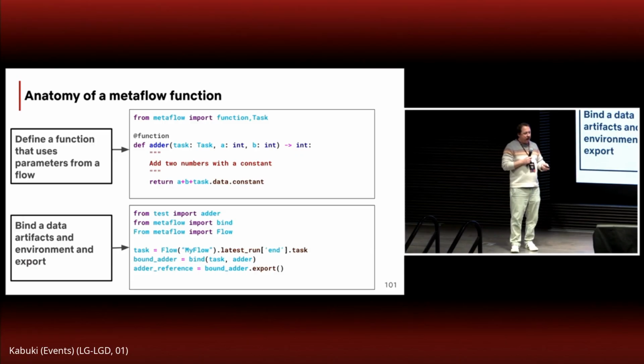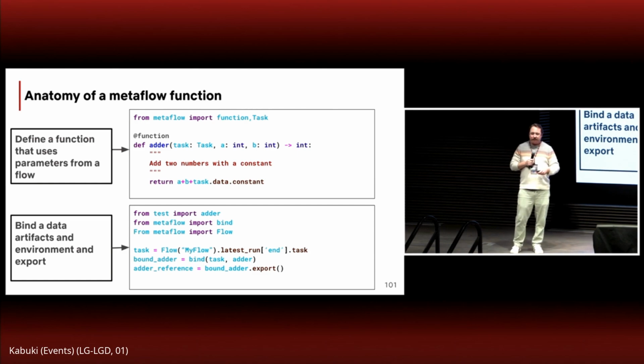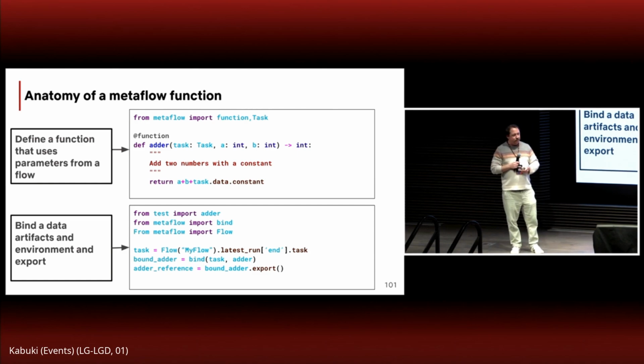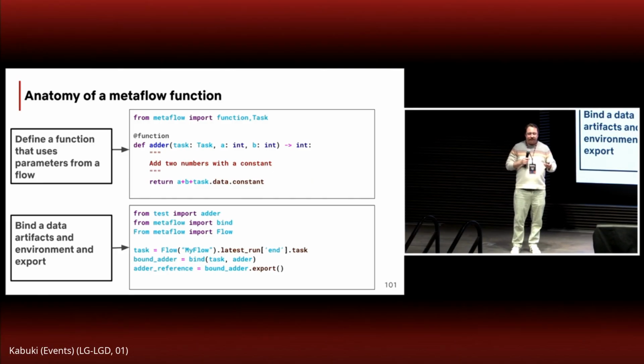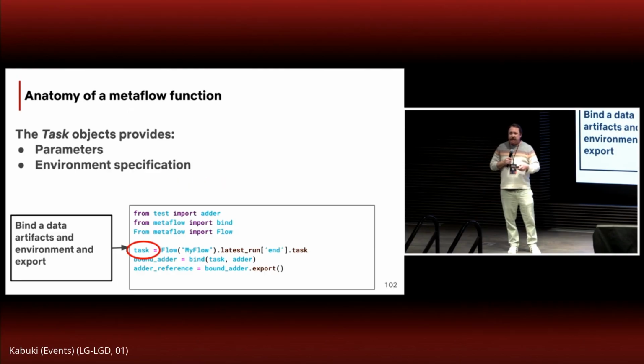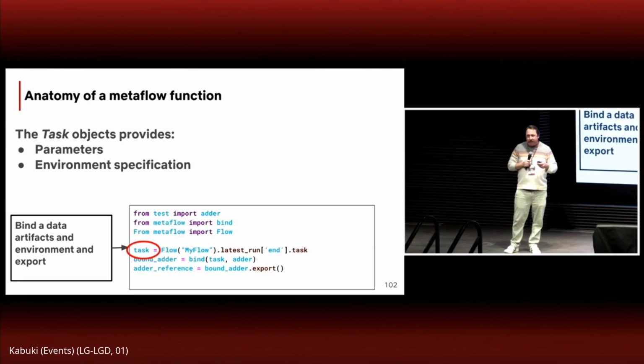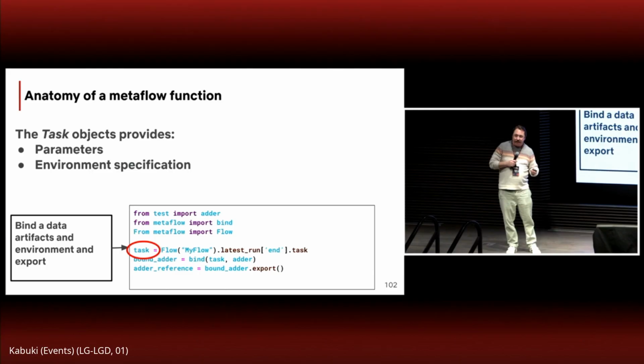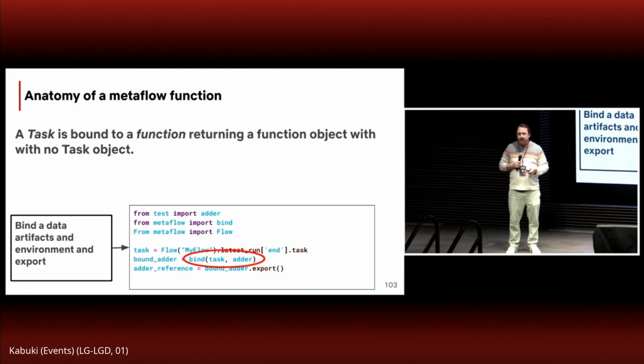That all sounds fine, but when I give someone else my model, they don't have that task object, right? I expect to encapsulate the aspects. What do I want to encapsulate? I want to encapsulate the parameters. I also want to encapsulate the environment. That means the software packages I used when I was getting those parameters, say PyTorch, for instance. And so let's look at a couple of things. The task object actually provides those parameters, and it provides the environment specification.